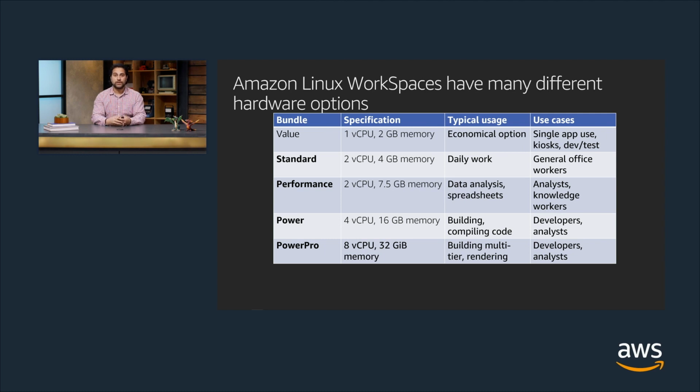These are 4 CPU and 8 CPU machines and 16 and 32 gig memories, respectively. But that doesn't mean that the other ones are not being used by developers. In a lot of cases, our Value and Standard bundle is very, very popular as a testbed environment.